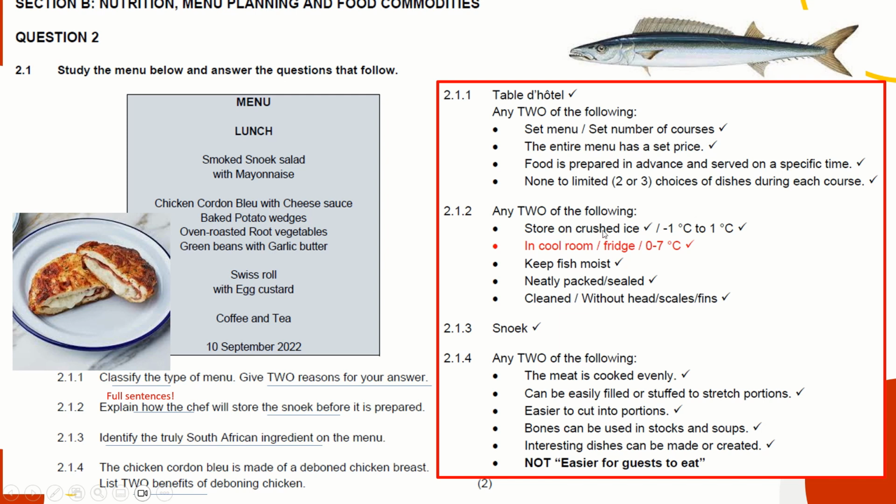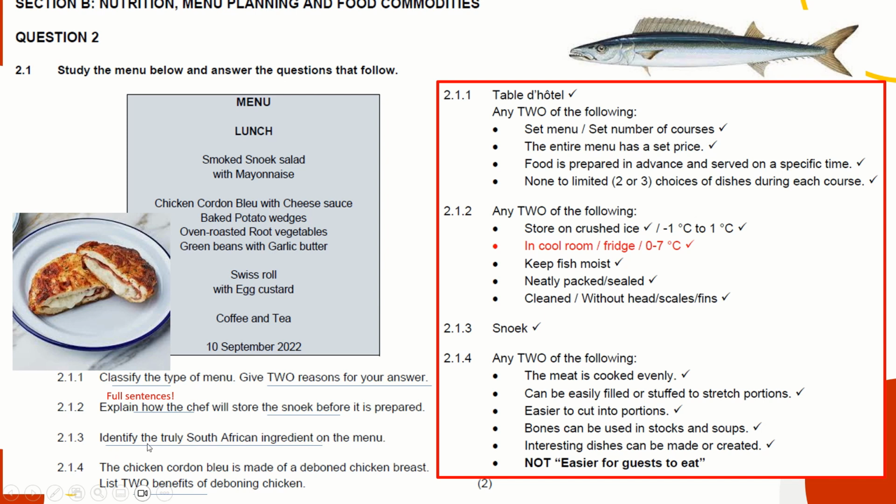It must be stored on crushed ice between -1 and 1 degrees Celsius, in a cool room or a fridge. Keep the fish moist, neatly packed or sealed, and it needs to be cleaned without heads, scales, and fins.